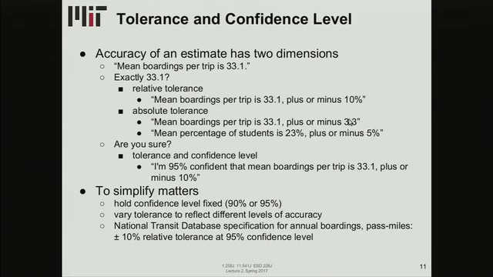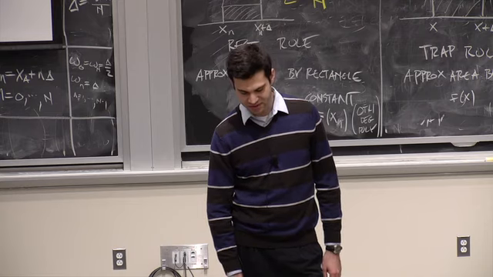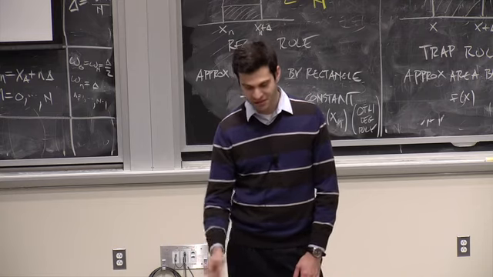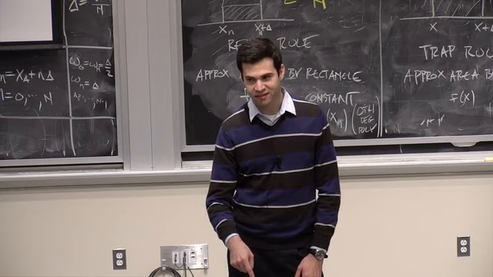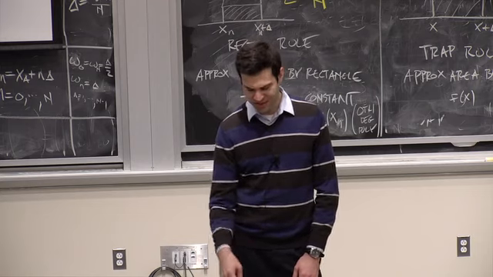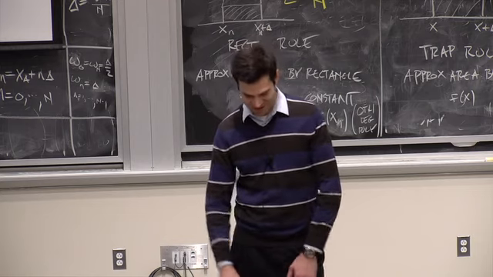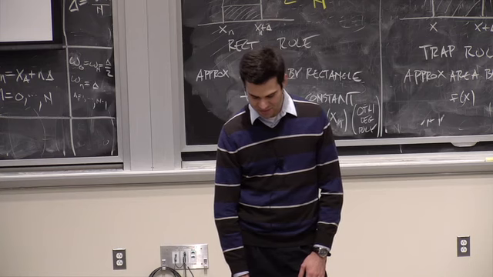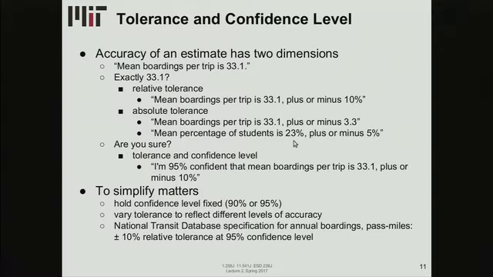So don't always assume that if you see a percent, it's relative, because if what you're measuring is in itself a percent, unless you're using a percent of a percent, then it's absolute. Here's an example. Mean percentage of students is 23%, plus or minus 5%. That's absolute, because it's 5%, not 5% of 23%.